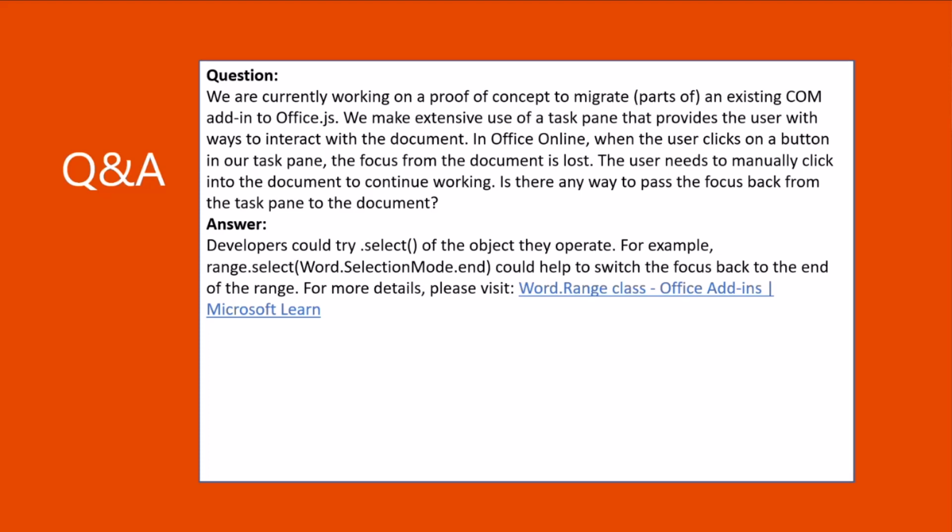So the answer to this question is that developers could try dot select of the object they operate. For example, range dot select, and then the parameters, you see what the function entails, could help switch the focus back to the end of the range.